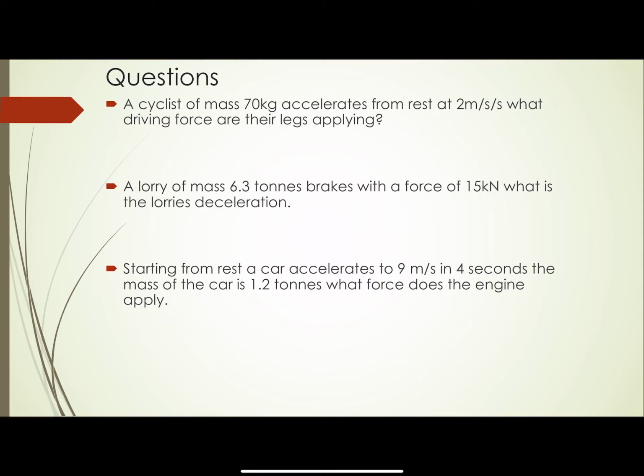So, the first question: a cyclist of mass 70 kilograms accelerates from rest at 2 meters per second squared. Let's just note that this could also be written as 2 meters per second per second, or 2 meters per second to the power of minus 2. All those 3 ways of writing it are correct. What driving force are their legs applying? Well, we've got kilograms and meters per second squared, so we've got the correct units here. So we use F equals ma, and we get 70 times 2, which equals 140 newtons.